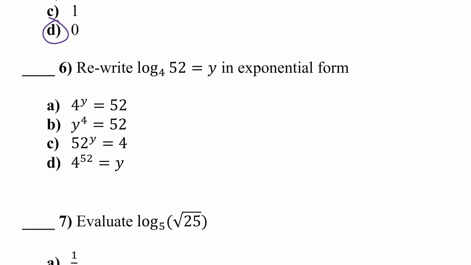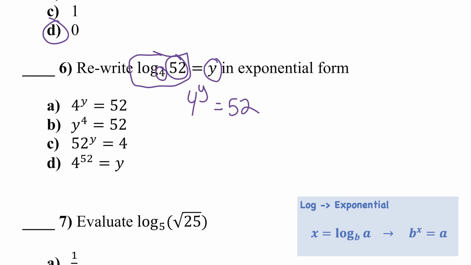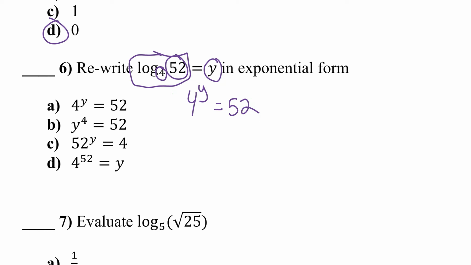Number 6 says to rewrite log base 4 of 52 equals y in exponential form. In exponential form, this expression would be 4 to the power of y equals 52. Right? A logarithmic expression gives you the exponent y that goes on the base of the log 4 to get the argument 52. And that's what this expression says. It says 4 to the y equals 52. So the answer, A.